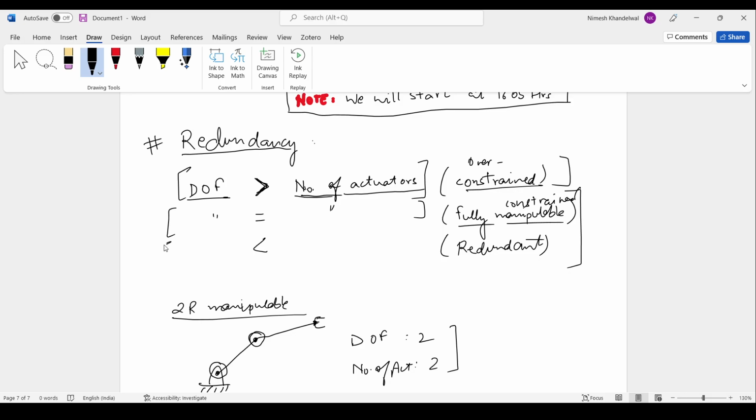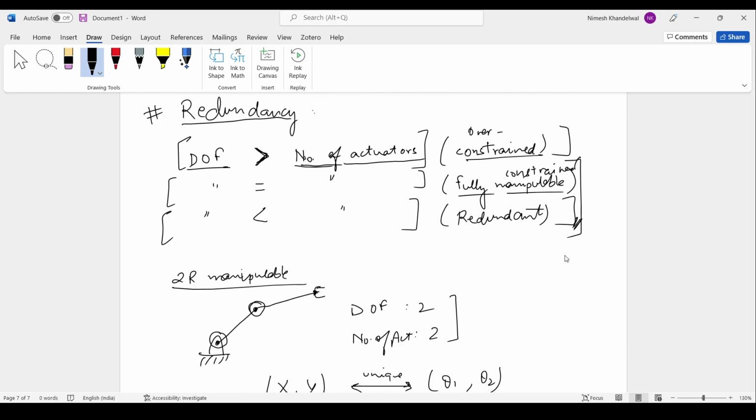Whenever the third case happens, where the degree of freedom is less than the number of actuators, there are more ways to manipulate the degrees of freedom of your robot. There is not just one way. There are multiple ways, in theory infinite ways. That is what we call the redundant case. The robot is redundant when the number of actuators is more than the degree of freedom of the robot.